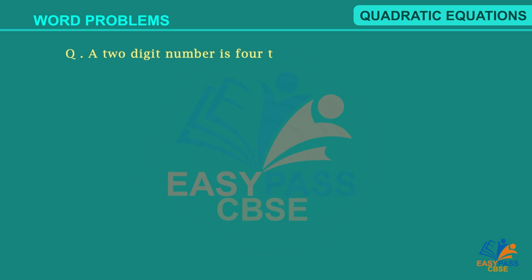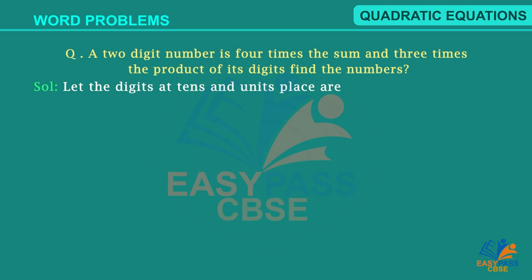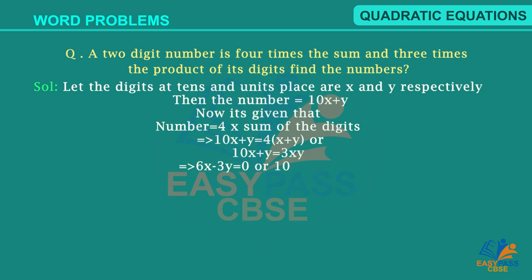A two-digit number is 4 times the sum of its digits and 3 times the product of its digits. Find the number. Let the digits at the tens and units places be x and y respectively. Then the number will become 10x plus y. Now it is given that the number is equal to 4 times the sum of the digits. That means 10x plus y is equal to 4 times (x plus y), or 6x minus 3y is equal to 0. Also, 10x plus y is equal to 3xy.